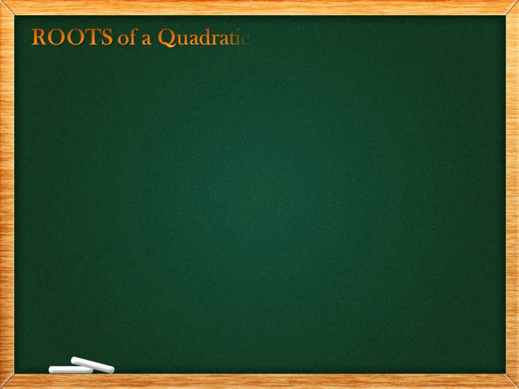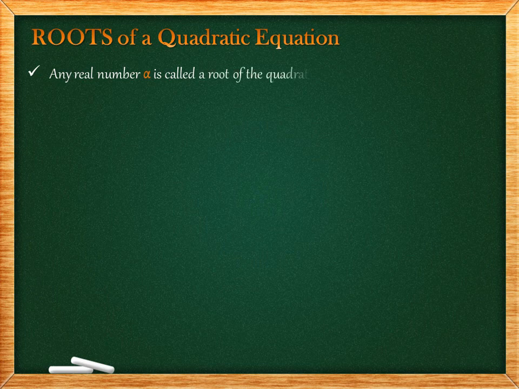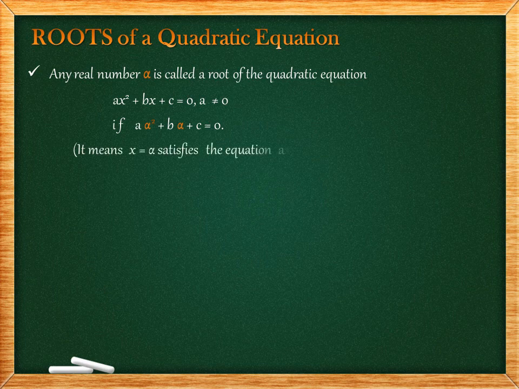Now let's define root of a quadratic equation on the basis of this discussion. Any real number alpha is called a root of the quadratic equation ax square plus bx plus c equal to 0, where a is not equal to 0, if a alpha square plus b alpha plus c equals 0. That means the value of x as alpha should satisfy the equation. So it means x equal to alpha satisfies the equation ax square plus bx plus c equals 0.